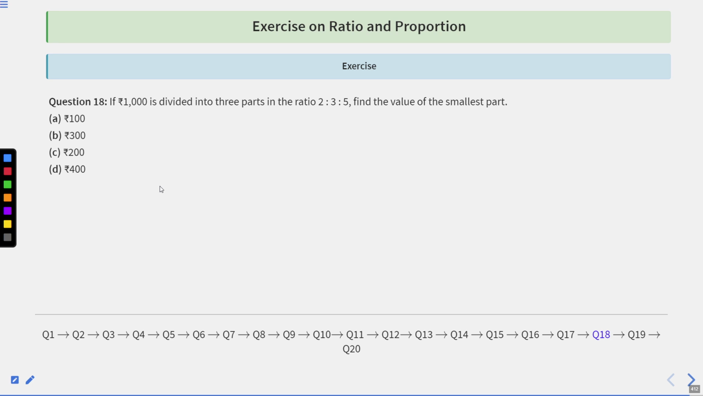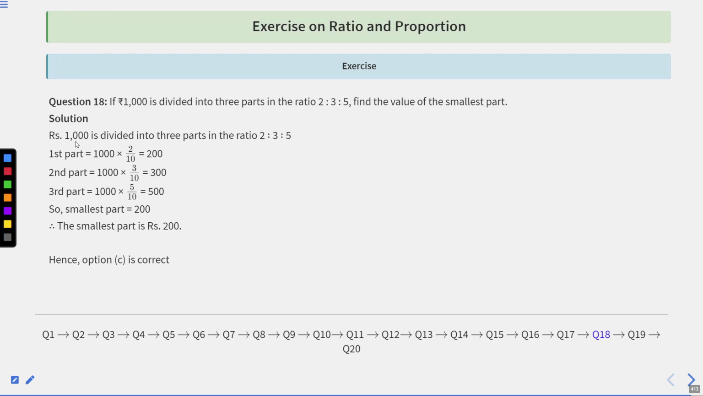Question number 18. If 1000 is divided into 3 parts in the ratio 2:3:5, find the value of the smallest part. So the first part is 1000 into 2 upon 10, where 10 is received by doing the sum 2 plus 3 plus 5. So it is 200. Second part is 1000 into 3 upon 10, that is 300. Third part is 1000 into 5 upon 10, that is 500. So clearly the smallest part is 200. So the option correct here is option C.